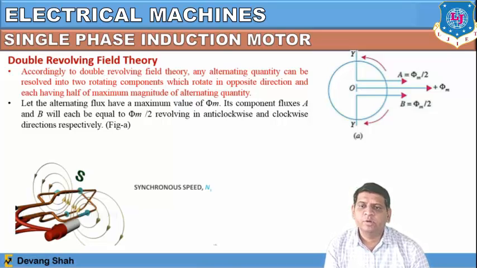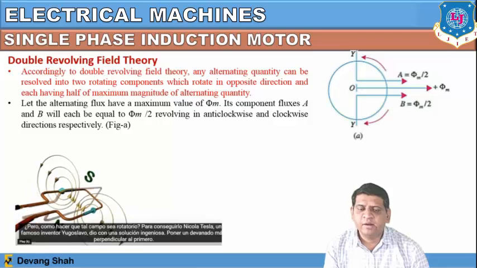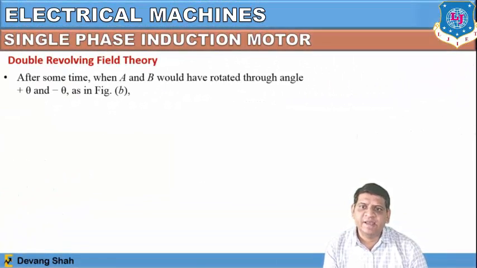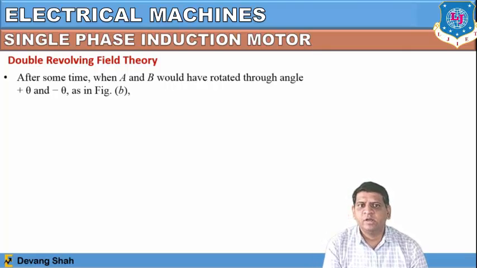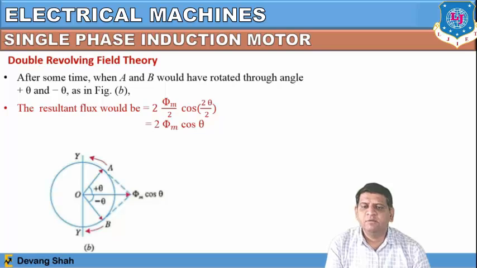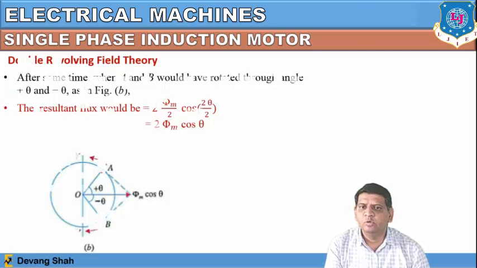This particular theory we define as the double revolving field theory, as two vectors are moving in clockwise and anti-clockwise directions. From this you can easily say that after some time, when A and B have rotated through angles plus theta and minus theta, the resultant flux would be 2 into phi m divided by 2 into cos of 2 theta divided by 2. So the resultant flux will be 2 phi m into cos theta.